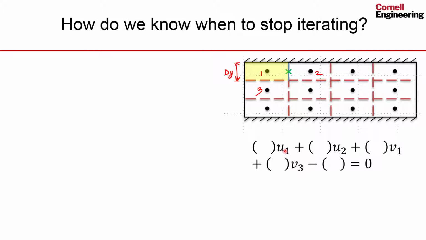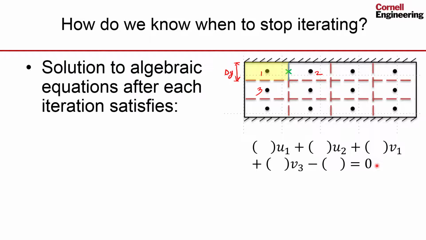And if I had the exact solution to my set of algebraic equations and I took that and plugged it into the left-hand side, the right-hand side would be 0. That would all equal 0, which means that the mass entering would be equal to the mass leaving in a discrete sense. But after each iteration, I don't have the exact solution to the algebraic equations. I have an approximate solution.